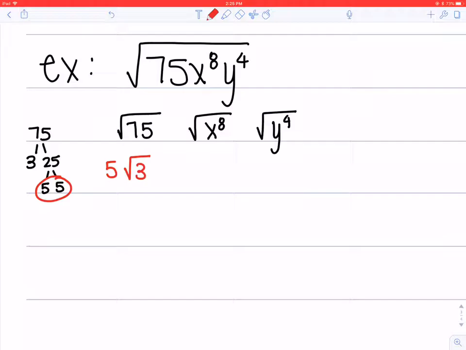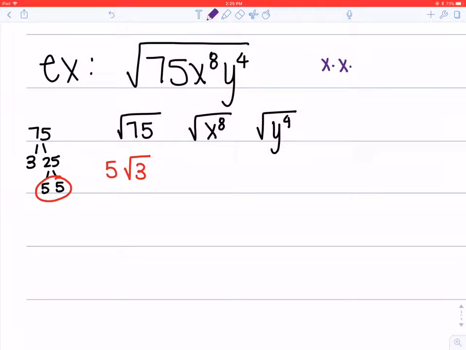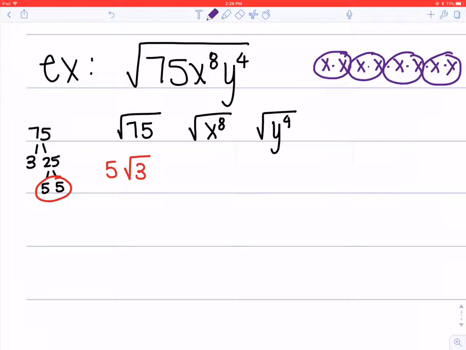The x to the 8th is the same idea. By definition, x to the 8th is 8 x's written out. So I'm going to have x times x times x times x times x times x. Now with a square root, I'm putting them into pairs. I've got 1, 2, 3, 4. So everything is paired up, and I'm going to have 4 x's come out because only 1 comes from each group. And I don't have a radical left because everything had a pair. There was nothing unpaired to leave inside the radical.